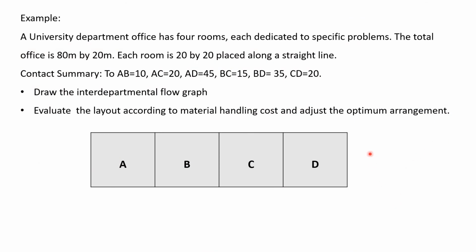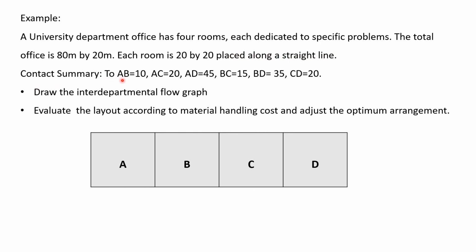Let's move to another example. By the way, this example may be found in the previous discussion. Anyway, let's do it again. A university department office has 4 rooms, each dedicated to a specific problem. The total office is 80 by 20. Each room is 20 by 20, placed along a straight line.